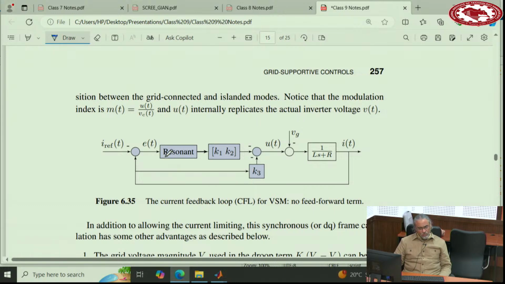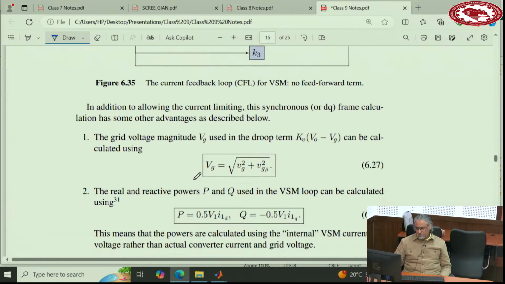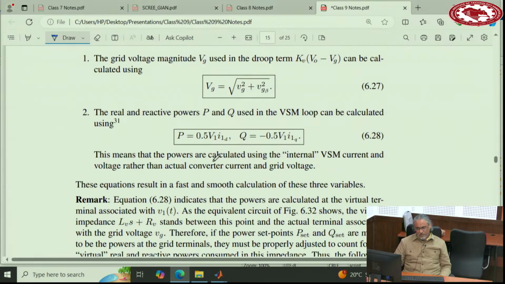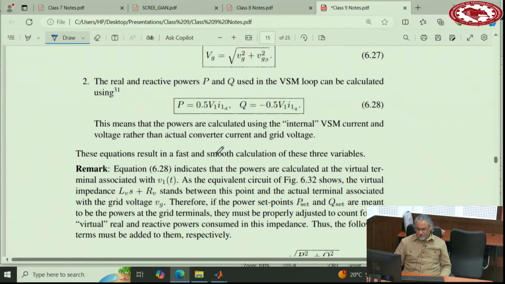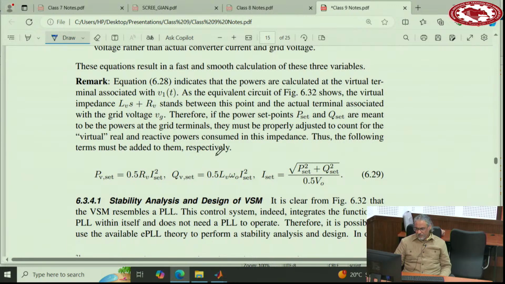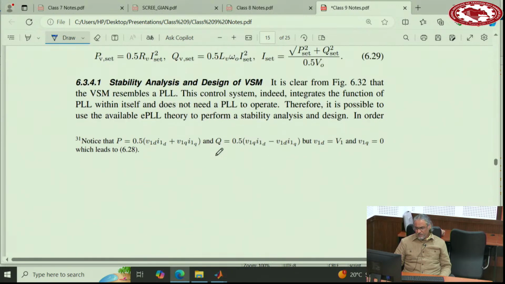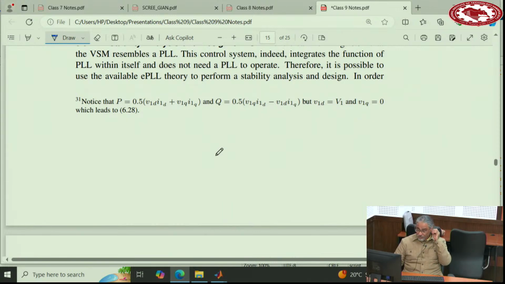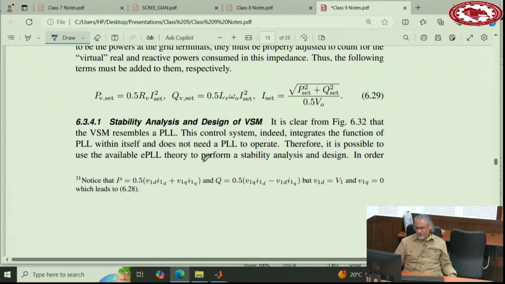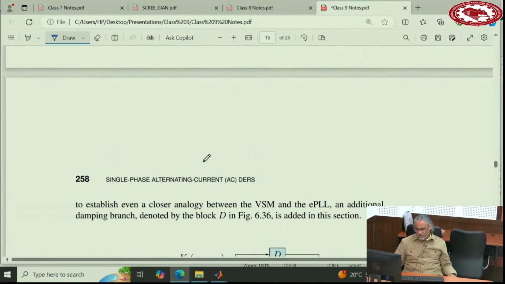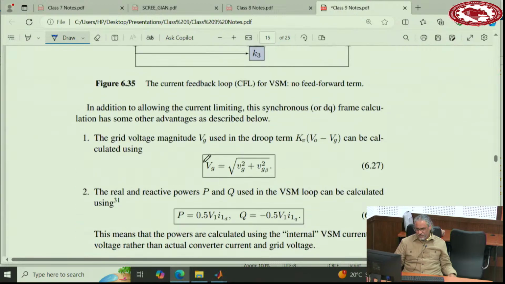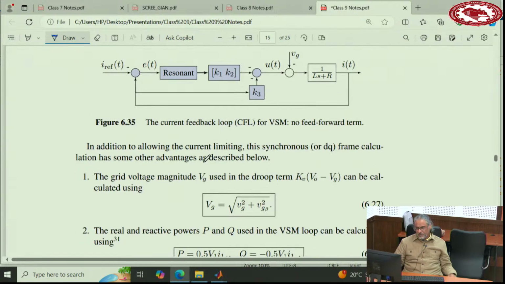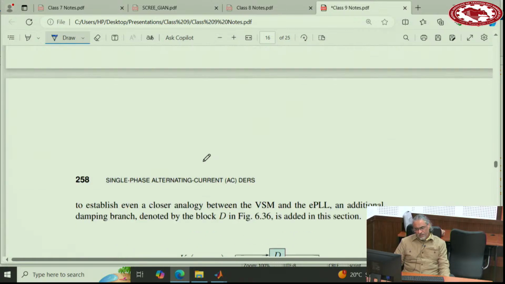And the current control loop is this one. We already discussed how to design it, no problem. Okay, grid voltage magnitude. This is the way to calculate real power and reactive power. This is the way to calculate, no problem. And stability analysis. Now, this part I'm going to skip because it's going to take a lot of time and it's not necessary. I don't know if I already skipped or no. Probably I did. It was 58. No, I didn't. So read through that stability analysis.